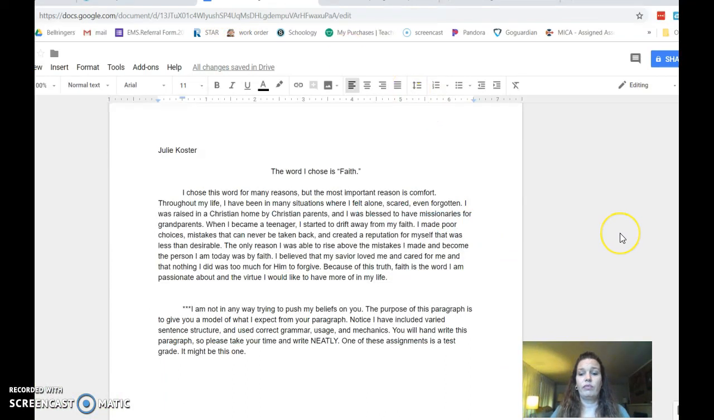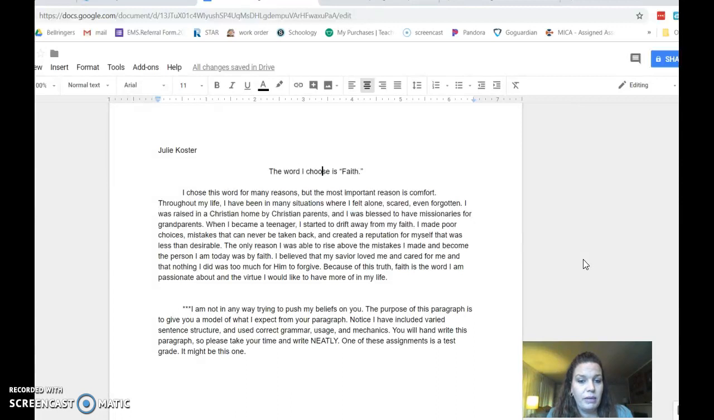Here's an example of one word that I wrote just so that there would be some sort of an example for you. I'll upload this onto Schoology as well so you can see it, or I'll make copies and have them in the classroom so you can grab them. So the word I chose is faith. The word I chose was faith. Chose, not choose. See, that's why it's good to proofread, kids.